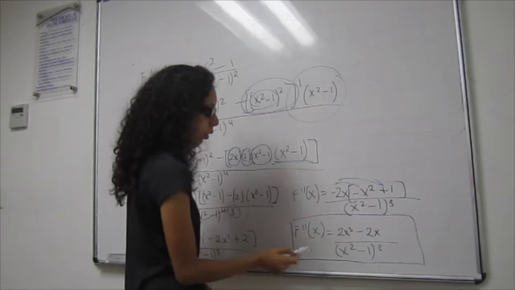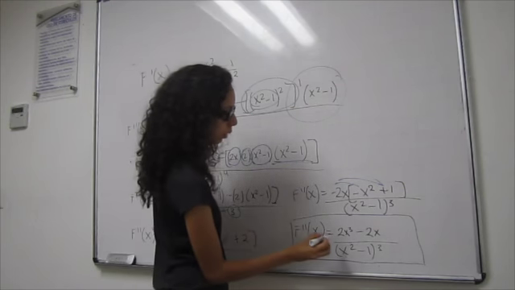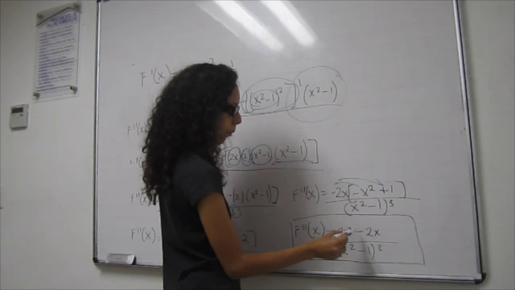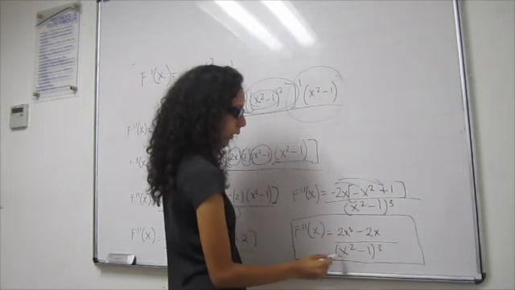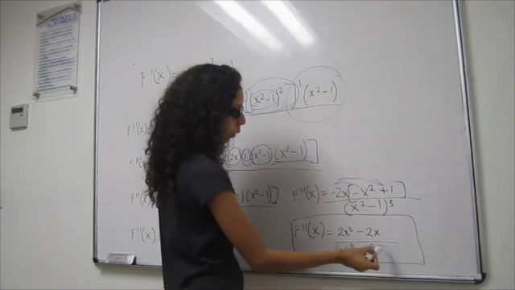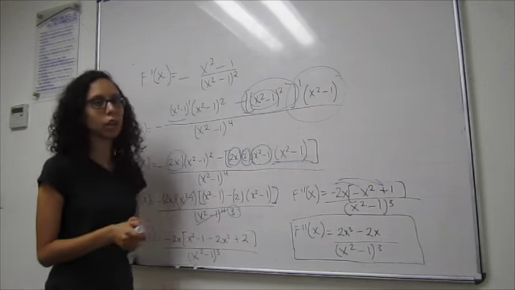got the final answer, which was minus 2x cubed minus 2x over (x squared minus 1) everything to the third power. And this is our second derivative.